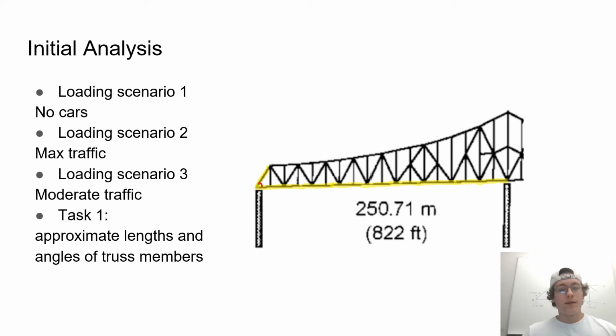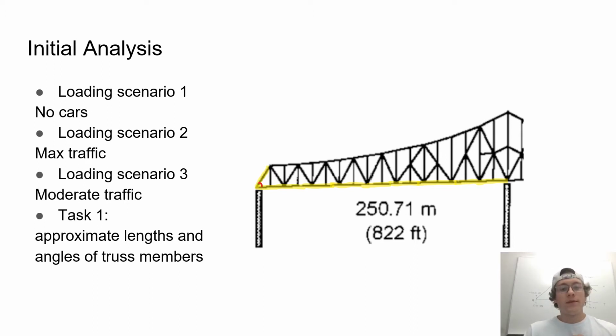Okay, so we chose to perform truss analysis for three separate loading scenarios. The first being with no cars on the bridge, the second being with maximum traffic, which we found to be about 42 cars for this section, and finally with moderate traffic, which we arbitrarily chose to assume about a third of the cars as in loading scenario 2.